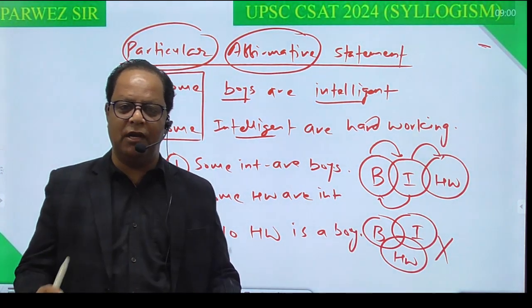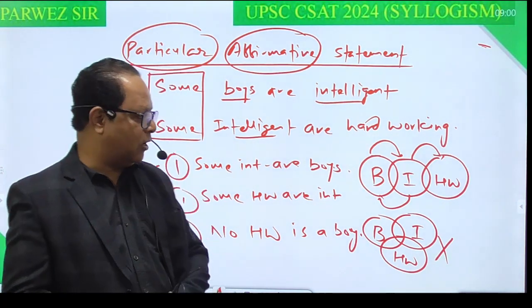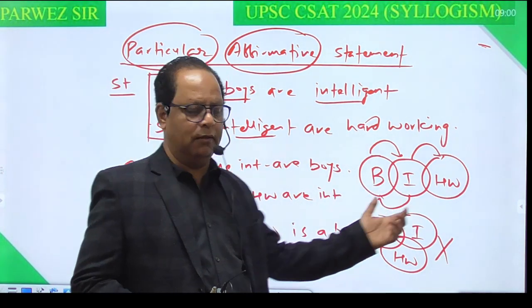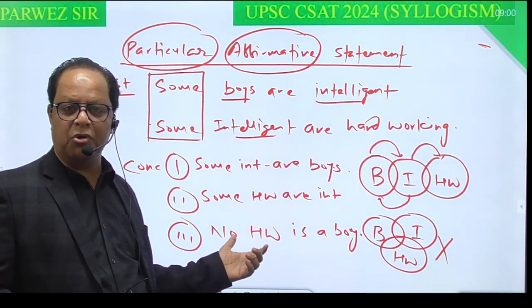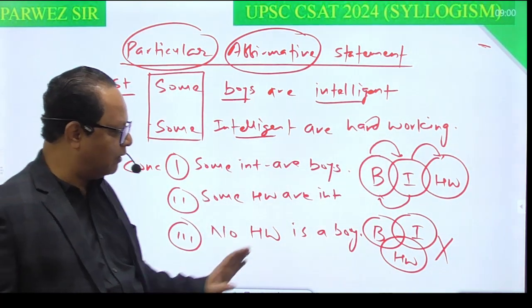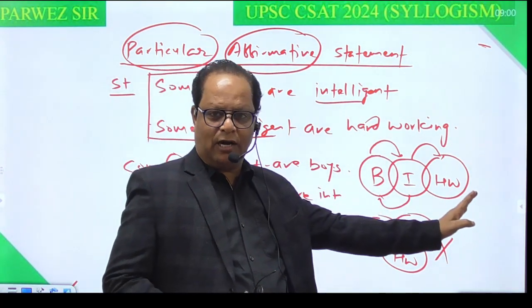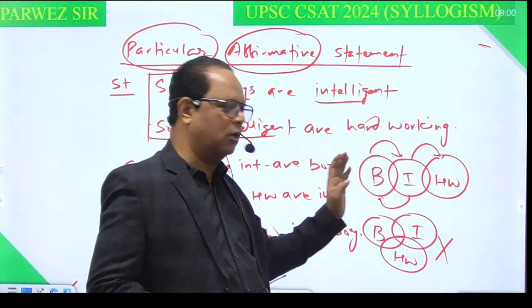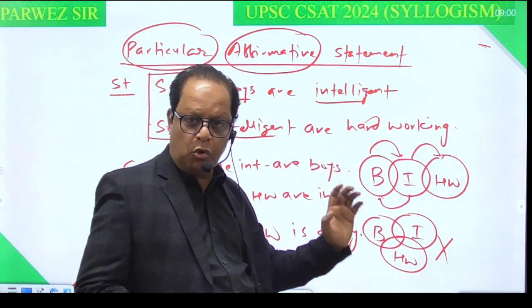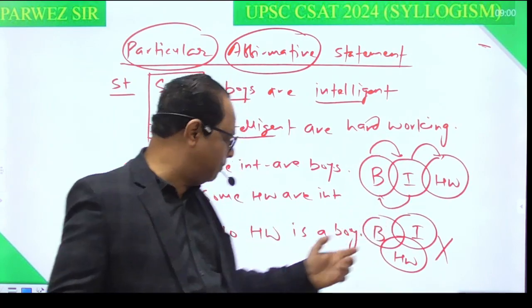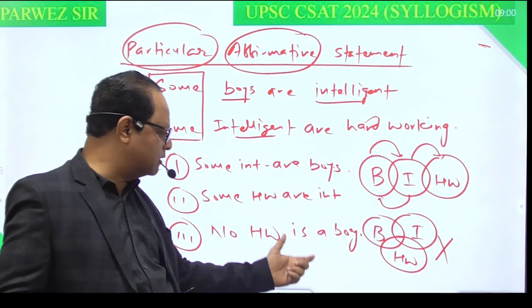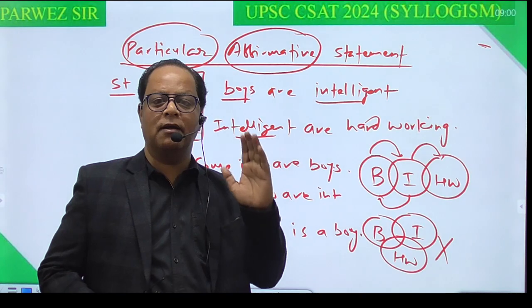Now what will we do? According to this picture, this conclusion is absolutely correct. You are finding that boy is not connected with hardworking. Hardworking is not connected with the boy. So according to this Venn diagram, no hardworking is a boy will be right.